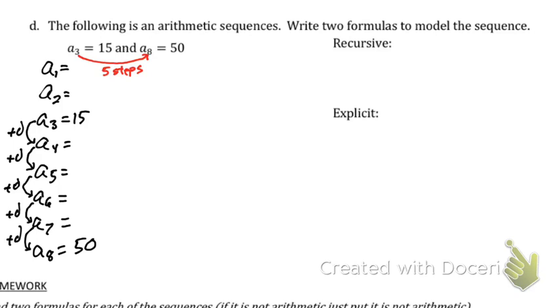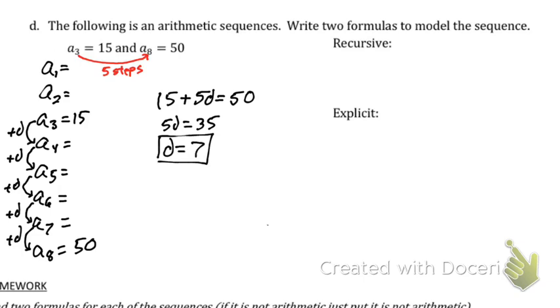So we're going to start with 15. We're going to come up with an equation. We start with 15, and that needs to equal 50. But it can't just equal 50. We need to add 5D to it, and then it will equal 50. So 15 plus D plus D plus D plus D plus D would equal 50, and now we just solve that equation. So we're going to have 5D equals 35. So our common difference is just going to be 7.